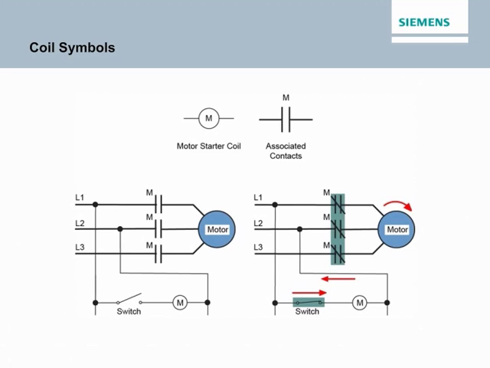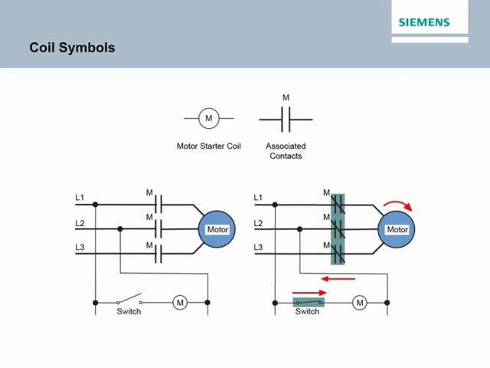The contacts controlled by a coil are labeled with the same letter and number as the coil so that it is easy to tell which contacts are controlled by each coil. A coil often controls multiple contacts, and a combination of normally open and normally closed contacts may be used.